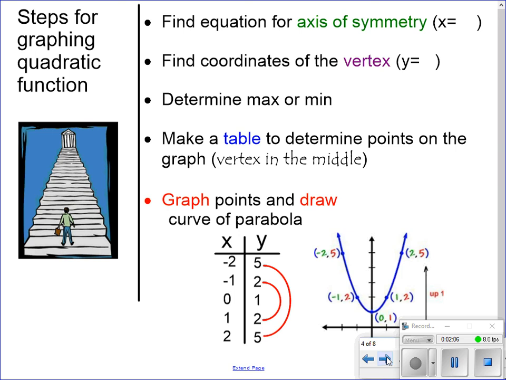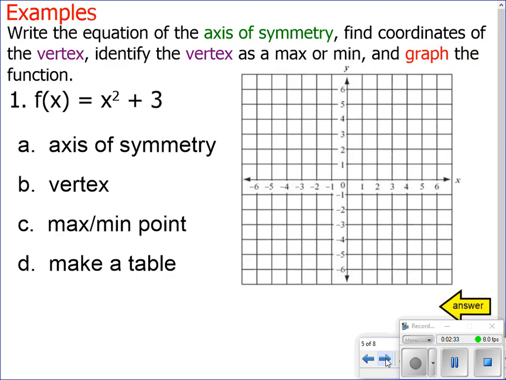So in this example, we have our vertex in the middle. And then I would take the 2 points that come before it and the 2 points that come after it, and substitute those into the equation to get out the y values. And then once you have your points, graph the points and draw the curve of your parabola. Be sure that your parabola is a U shape and not a V, because those are two entirely different functions.